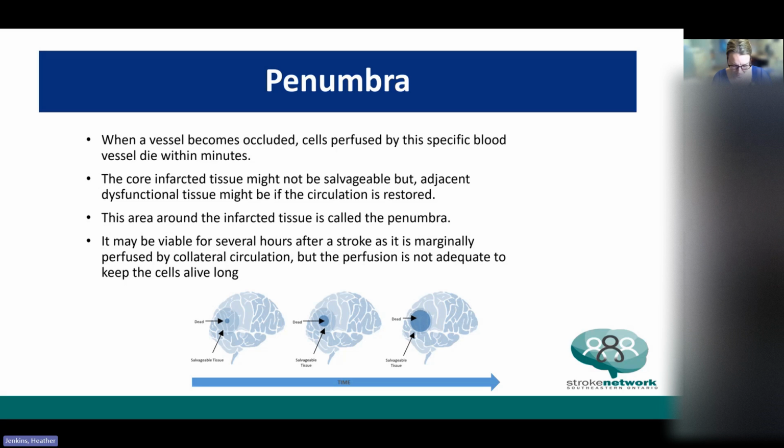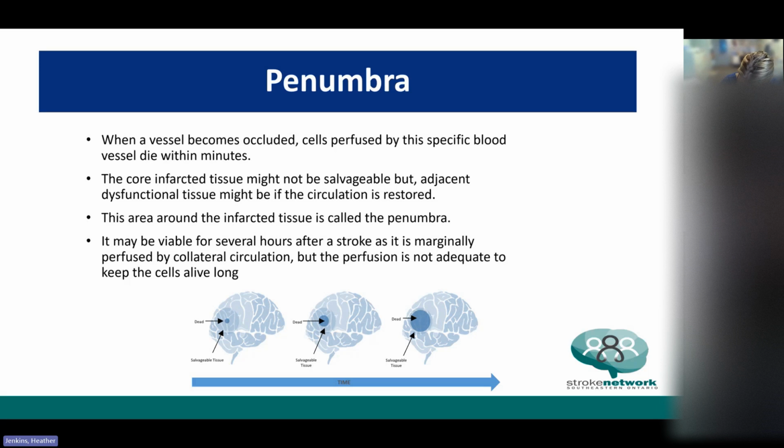Now, this relates to both ischemic and hemorrhagic, but it has more relevance to the ischemic. When a blood vessel becomes occluded, the cells perfused by that blood vessel die very quickly. That's generally when symptoms first begin. But the number of cells that have died and are no longer salvageable early on is very small. That's what we call the core infarct. That's not salvageable. However, there's an area of brain tissue surrounding that core infarct that is still okay for a while because it is receiving some collateral blood flow.